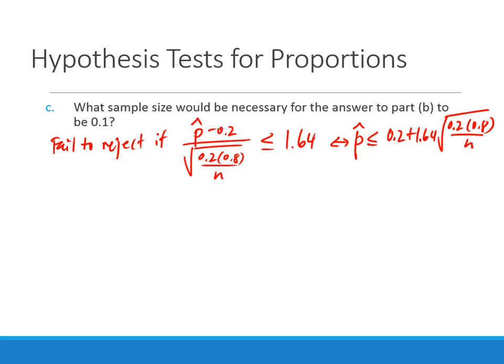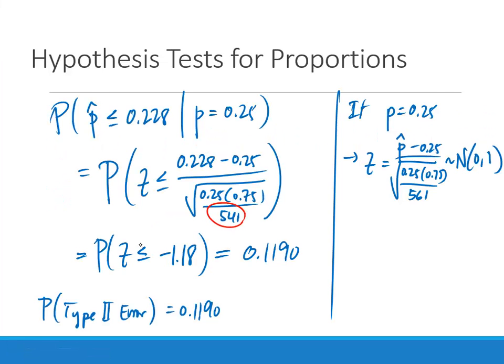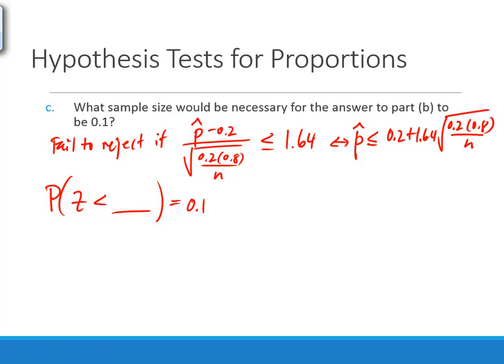And if I want the probability that I fail to reject to be 0.1, I want to figure out what number makes this probability 0.1, and that's the same setup as we had here. The probability that z was less than, we're looking at that because we fail to reject when we have a less than. You can find this number to be negative 1.28. So if my test statistic is less than negative 1.28, that probability will be 0.1.